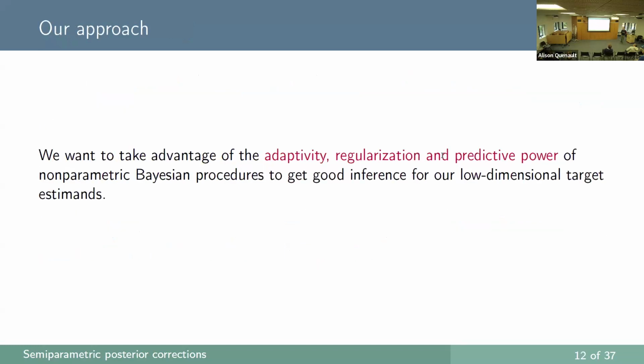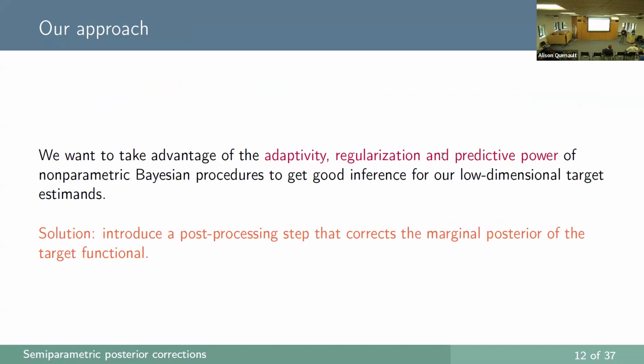So we don't want to say, okay, since this is a problem for Bayes, let's just leave it in the bin. We want to take advantage of these good things that we talked about a few slides previous. So we want to use the adaptivity. We want to take advantage of the regularization of the prior. We want to use the predictive power of non-parametric Bayesian algorithms. So what we're going to do is simply add a step onto the end. We're going to take the Bayesian algorithm without any modification, and then wrap around that algorithm an extra post-processing step that will help us to correct our inference.